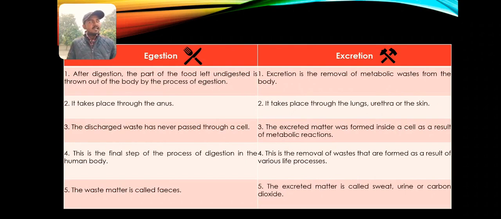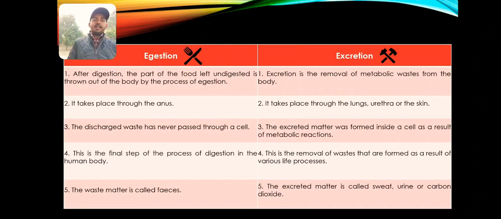The digestion of the human body is carried out in many steps. And when all of those steps are completed, what do we do? We throw out or excrete out all the things which have been left. So that is egestion. The waste material which is egested out of the body is termed as feces.